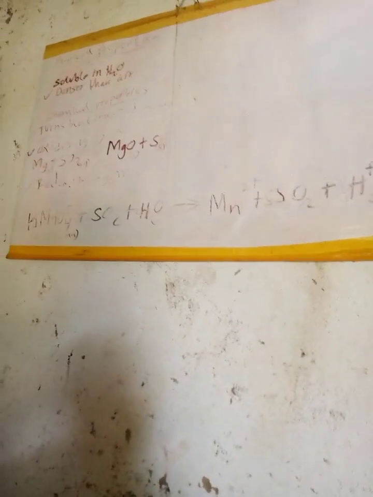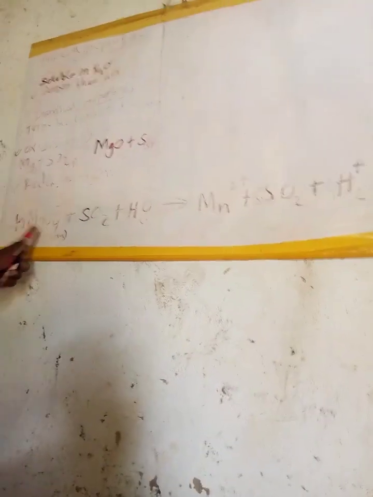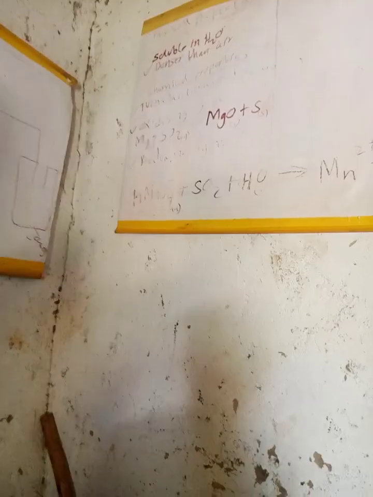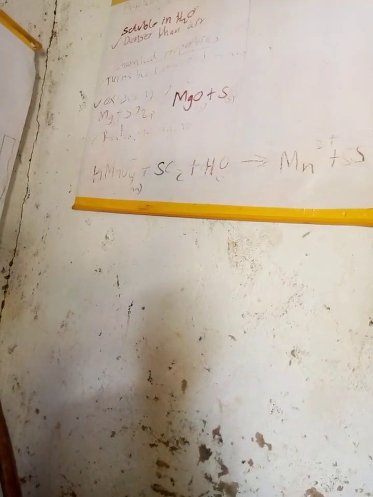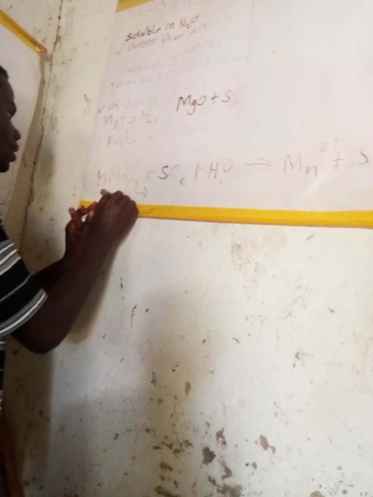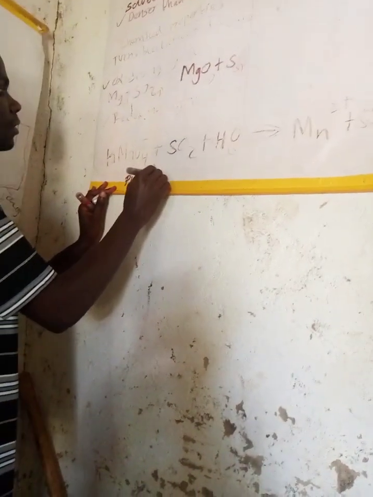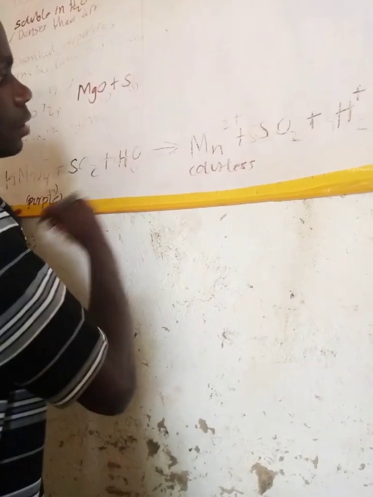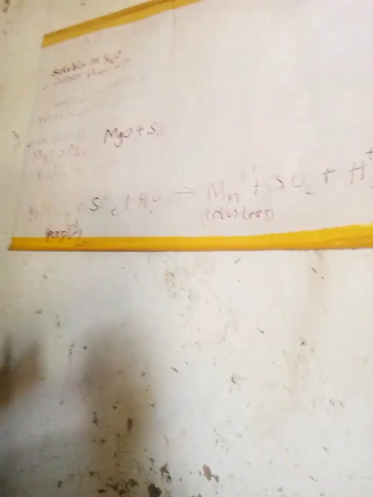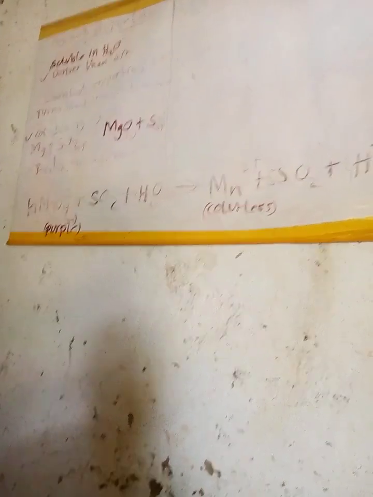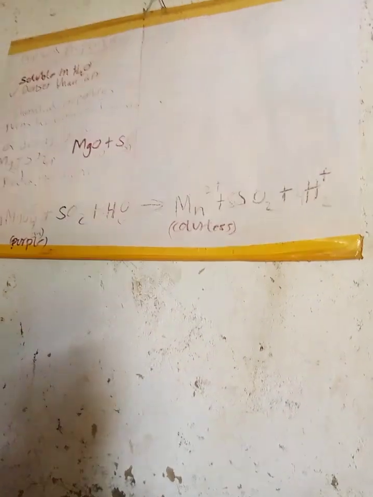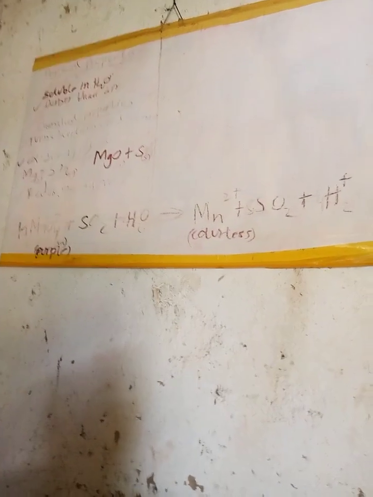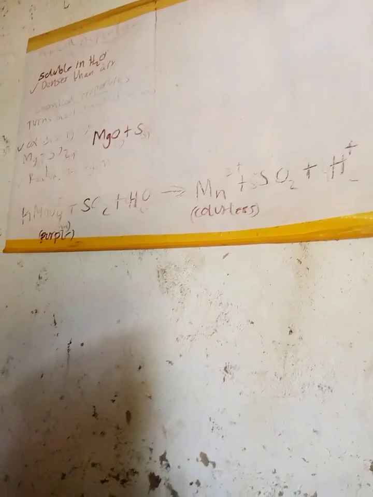You can see from this equation, when you take potassium manganate 7, which is purple, and react it with sulfur oxide, you are going to see a colorless solution. This colorless solution is the manganese ion. So it is a reducing agent.